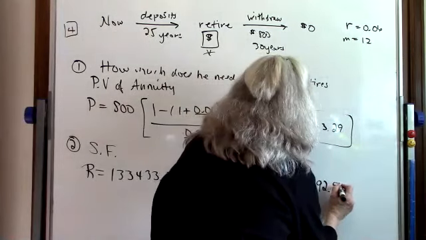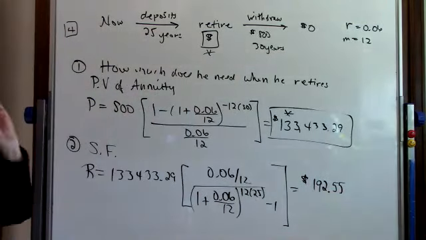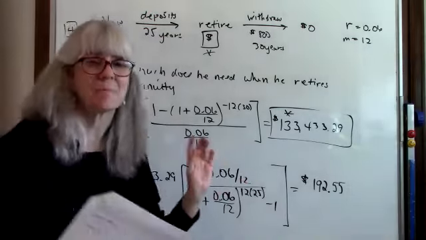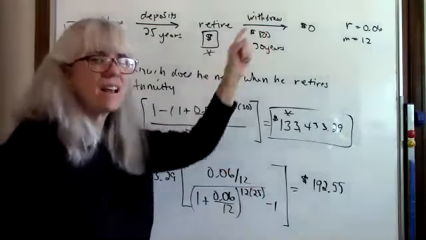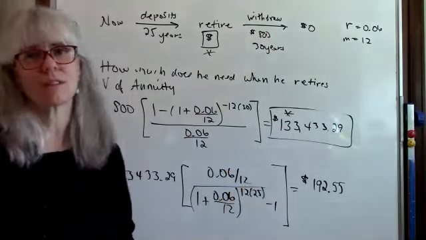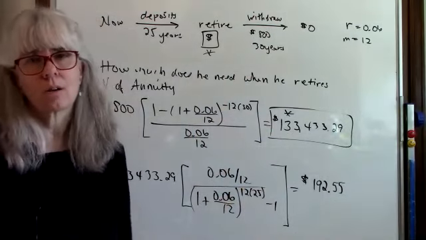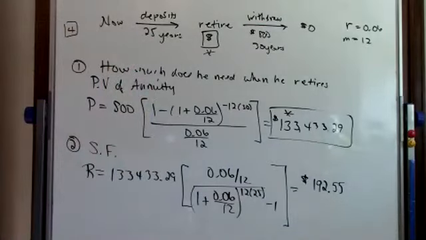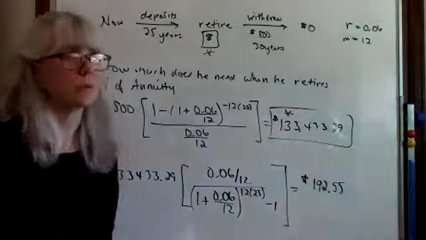And if you do that, you end up with $192.55. So if he deposits $192 every month for the next 25 years, then once he retires, enough interest has built up that he can then withdraw $800 a month for 30 years. And that's how much that interest is working for him. Of course, 6% is outrageous. You're not going to find any retirement accounts paying 6%, but it's a good illustration of why you want to save and save long term to be able to pull out long term when you retire.